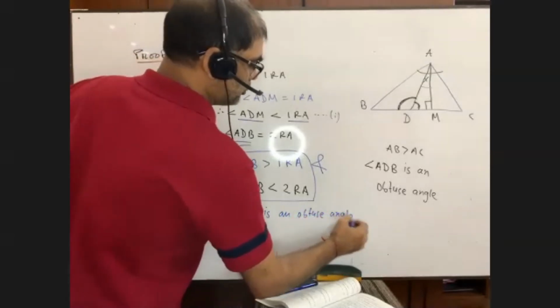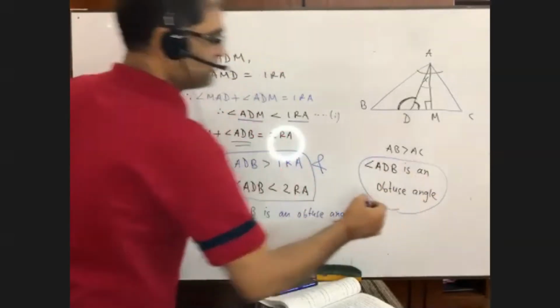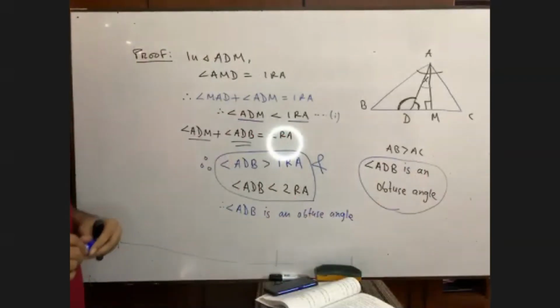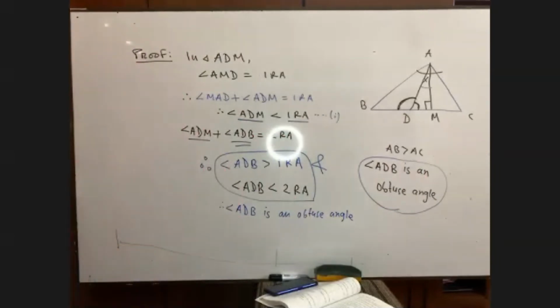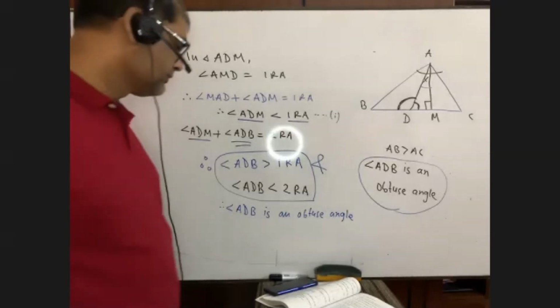You were told to prove that angle ADB is an obtuse angle. Okay, this solution was by me, and you will not get it anywhere. It is wholly and fully by me. It has a solution of 3 pages.